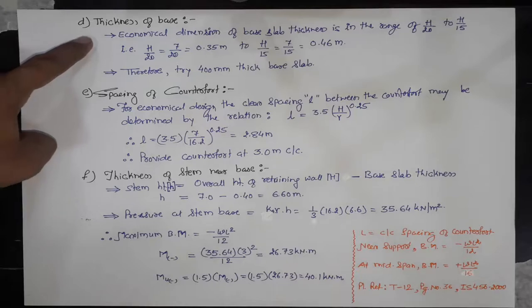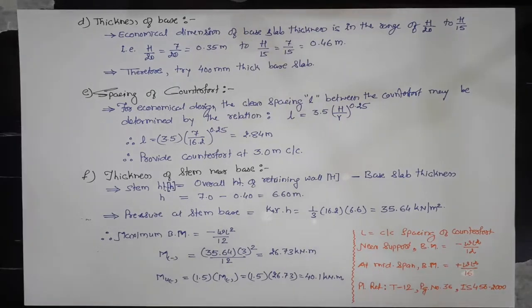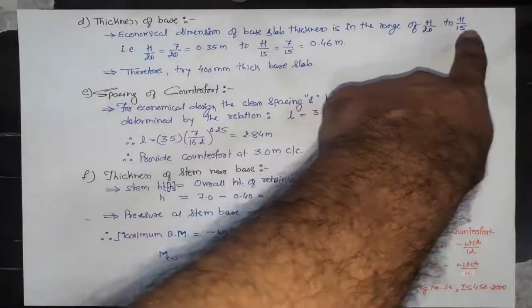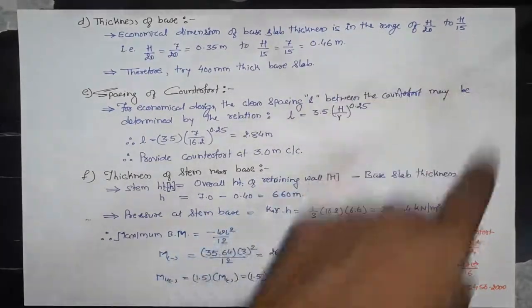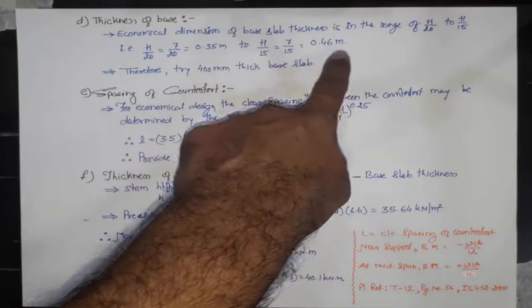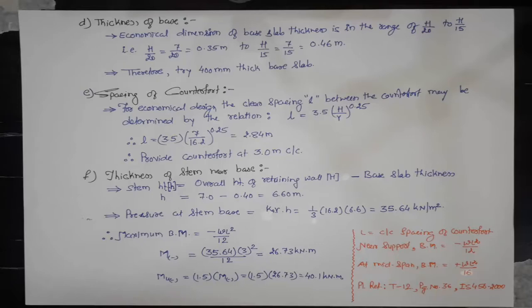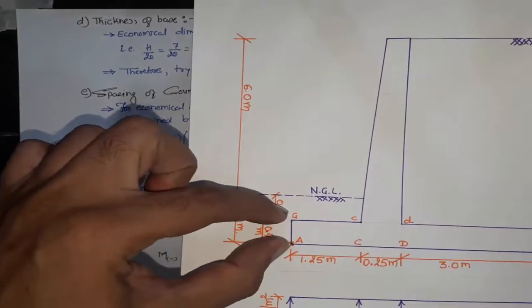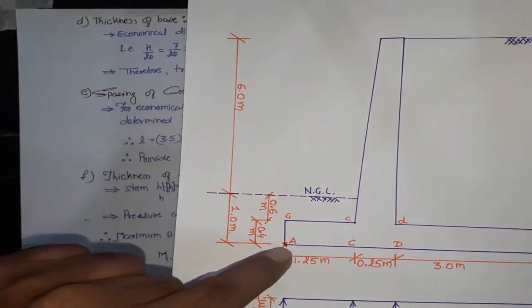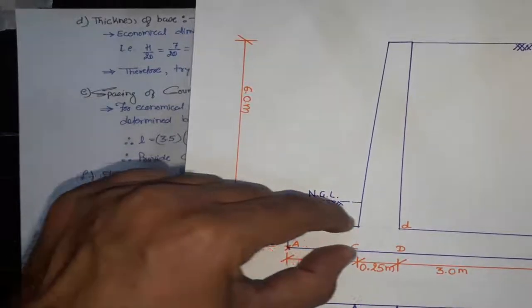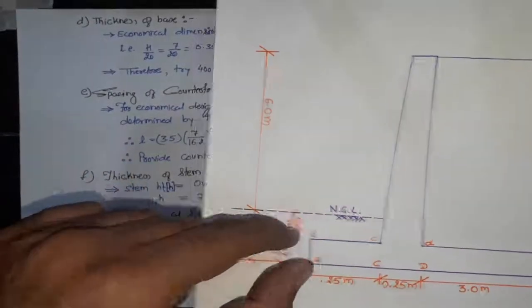Step 2D is the thickness of the base. For economical dimension of base slab, the thickness should be in the range of h by 20 to h by 15. That is, it should be between 0.35 meters to 0.46 meters. Therefore, let's try 400 mm as our base slab thickness. This is the base thickness from capital A to small a. This is 0.4 meter, our base slab thickness.